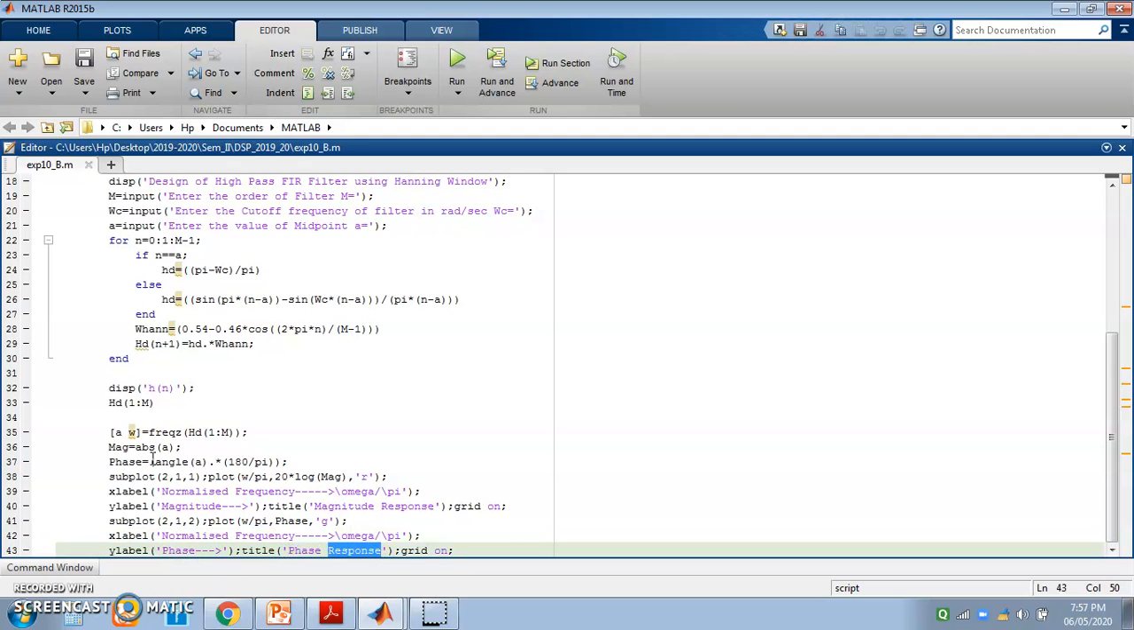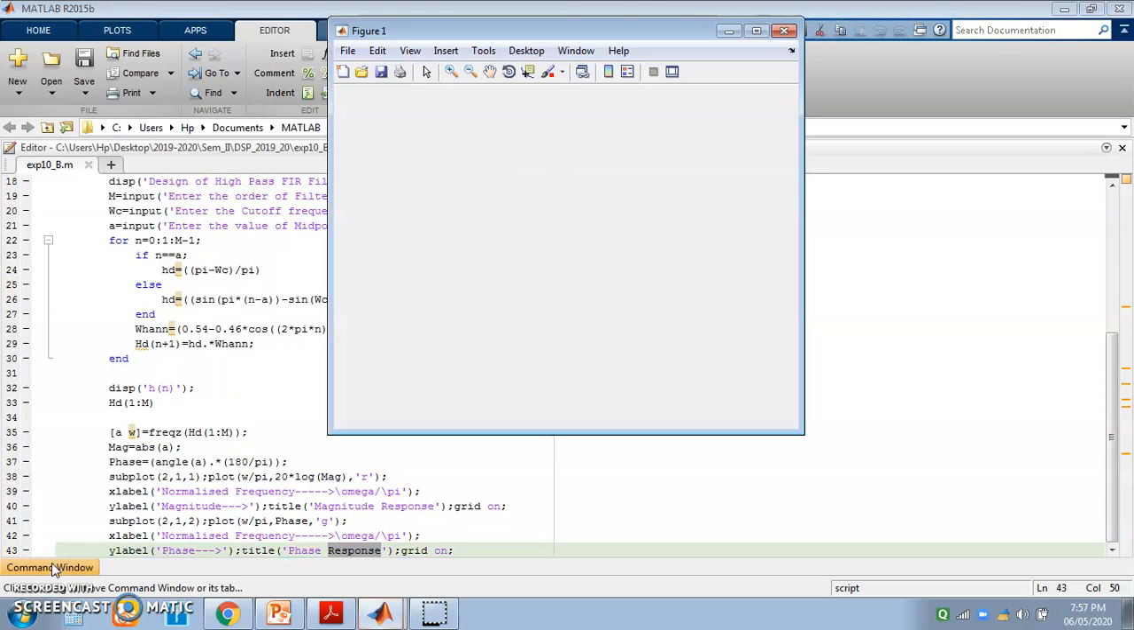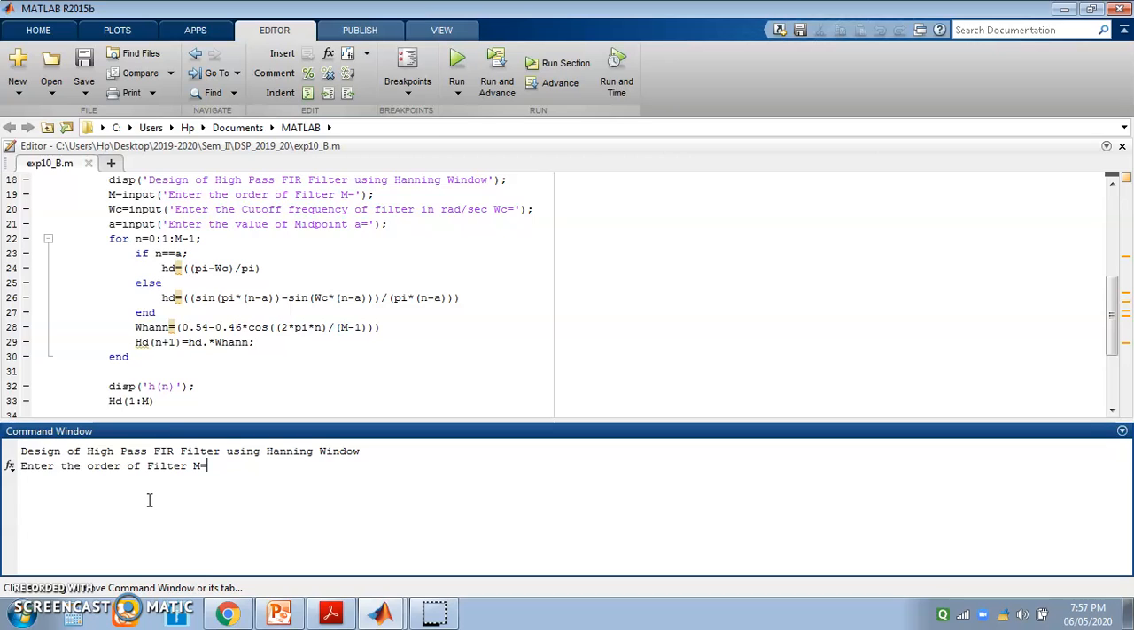So once we have the code in MATLAB, we can run that code. Here MATLAB is asking me to enter the order of the filter that I am interested in, that is 9, and here the cutoff frequency, that is 1.2 radian per second. So enter 1.2, and then MATLAB will ask us to enter the center point, that is capital N minus 1 divided by 2. So 9 minus 1 divided by 2, it is 4.